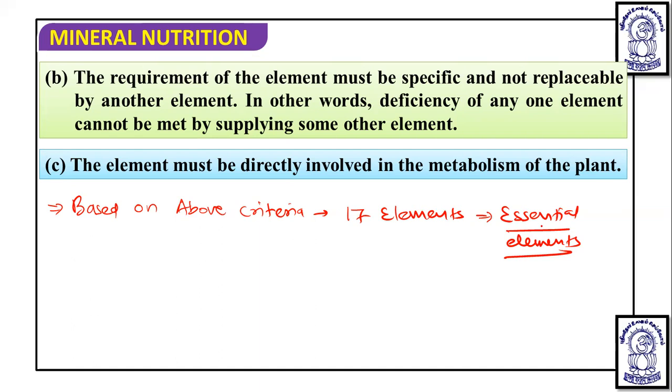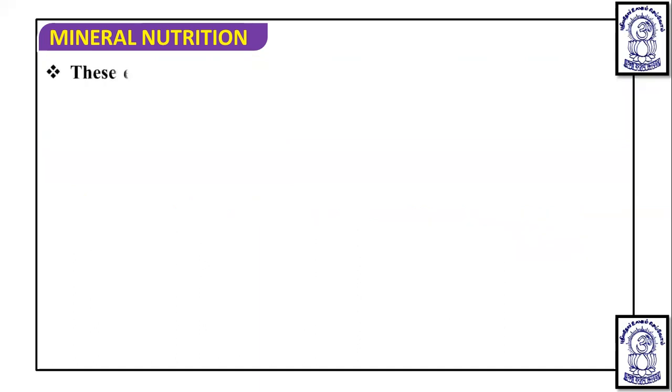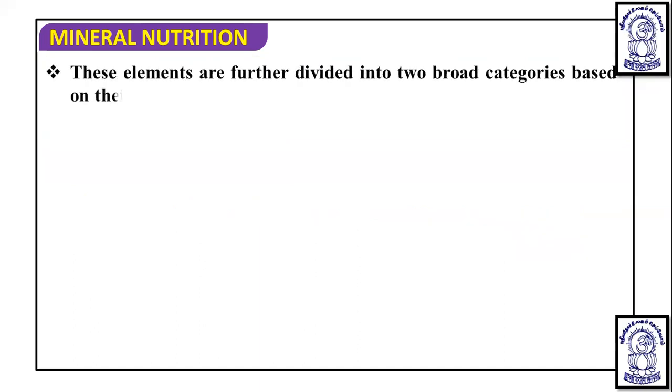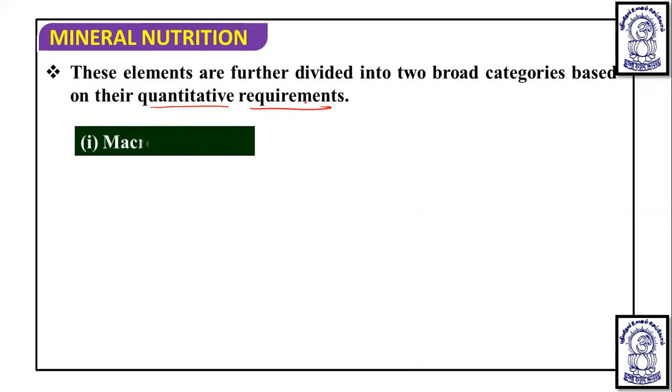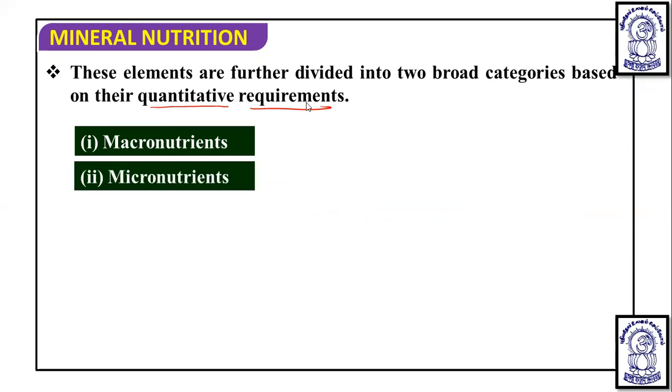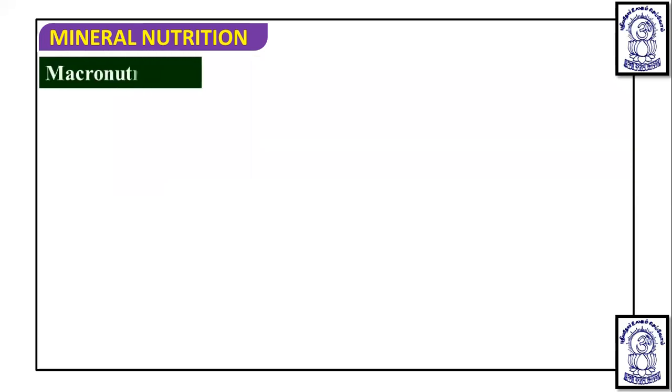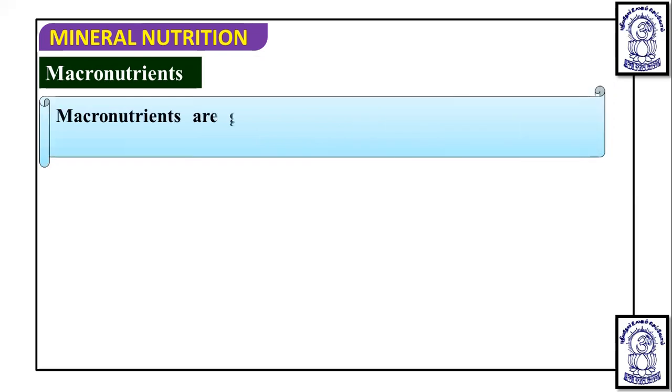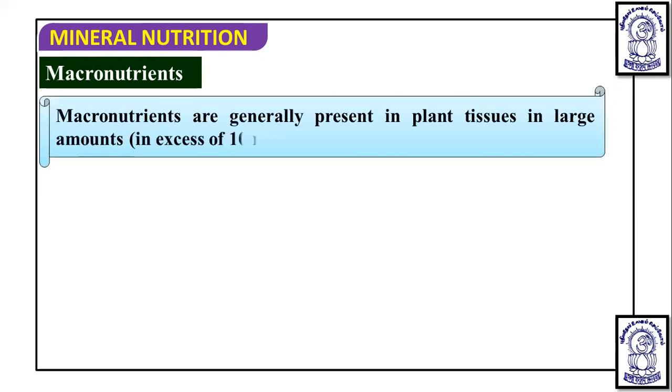So we have to talk further about these essential elements. The essential elements are further divided into two broad categories based on the quantitative requirement, that is, how much quantity the plant needs. The first category is the macronutrients and the other category is the micronutrients. Now the first one is the macronutrients. Macro means large, so obviously they are required in large amounts.